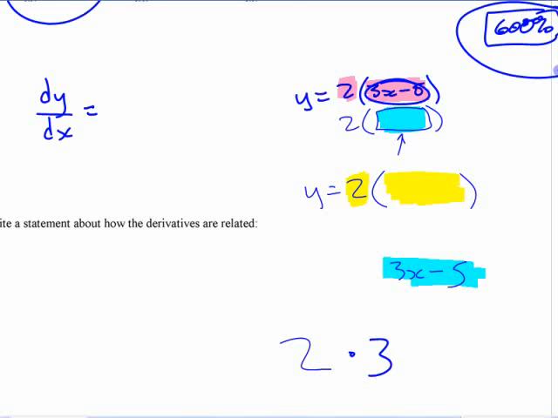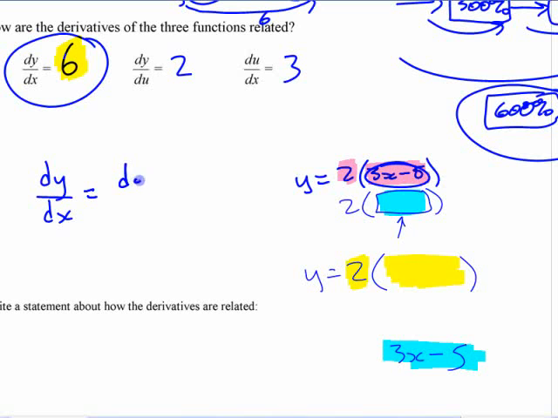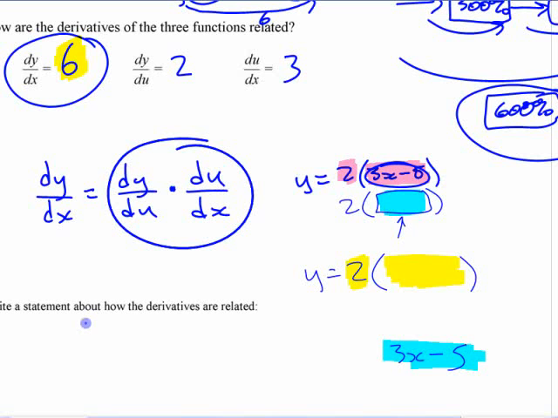dy dx here then, you look at the derivative of the outside function compared to the inside function. And then you multiply that by the inside function compared to dx. It makes a whole lot of sense. I mean, once you look at this, it makes a whole lot of sense.